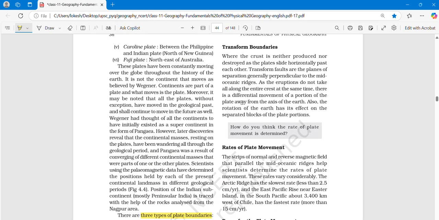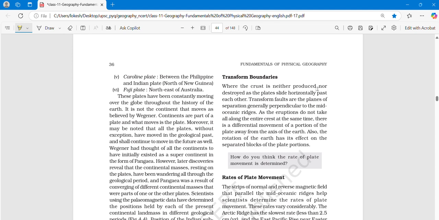Next is transform boundaries. The crust is neither produced nor destroyed as the plates slide horizontally past each other. Transform faults are generally perpendicular to the mid-oceanic ridge.